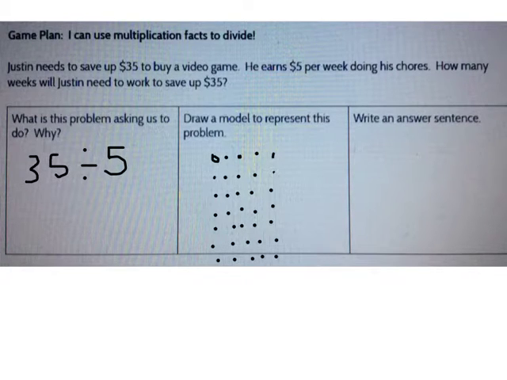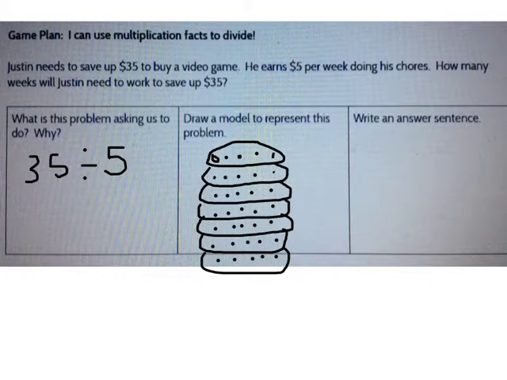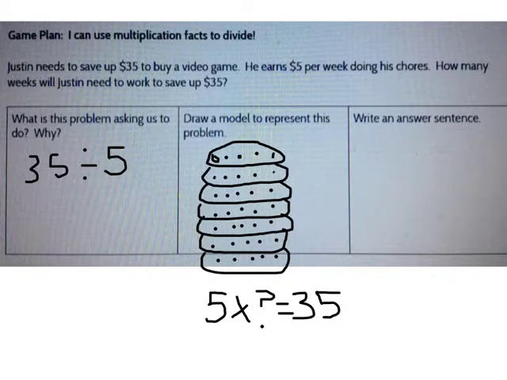Another way to think about this is, I know that I'm dividing 35 into groups of 5. I know that multiplication is putting together equal groups. So, how many groups of 5 would make 35? Or 5 times what equals 35? Well, the answer is 7. Justin will need to work 7 weeks.